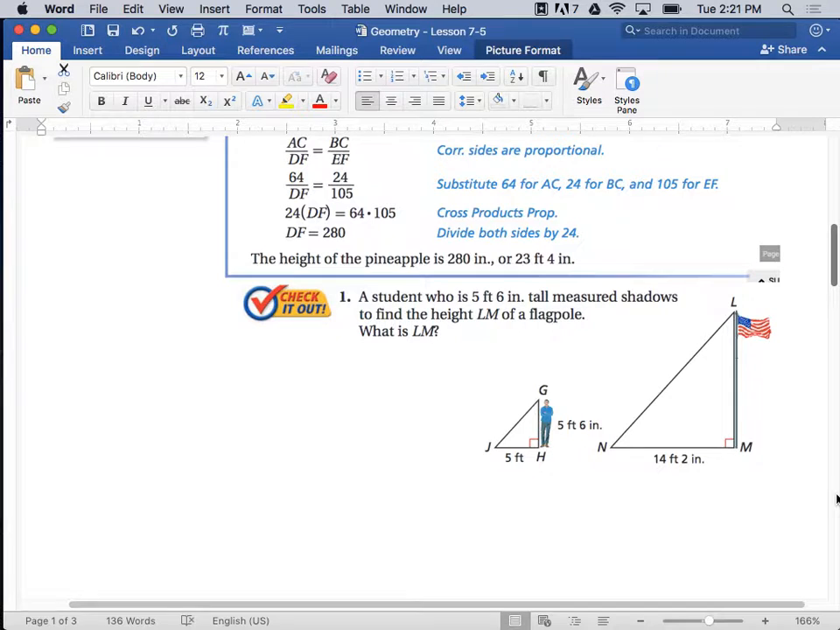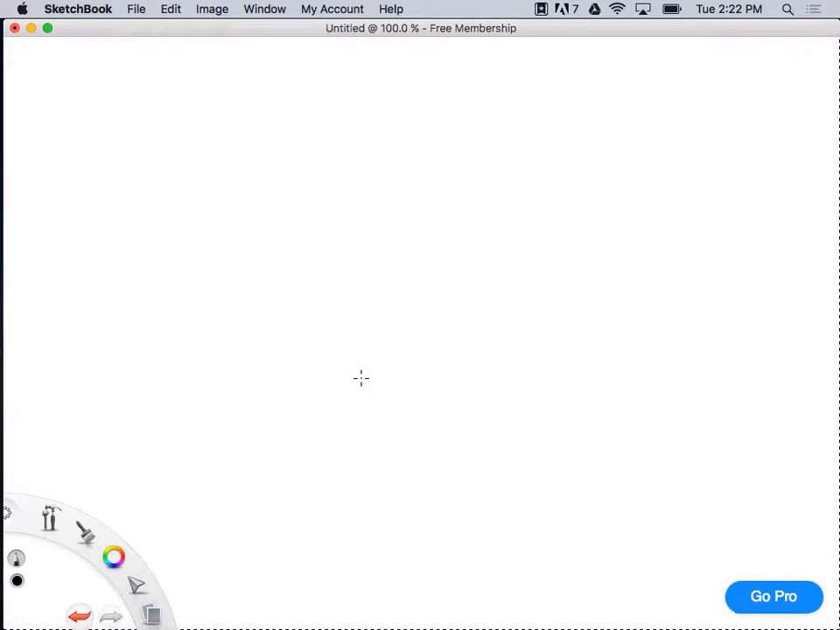Can I just get some water real quick? Yeah, go ahead. It's almost the exact same way. It's almost the exact same problem.